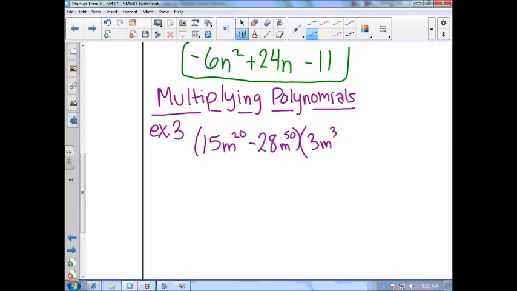Okay, how about this? Yeah, we'll just do it that way. 3 times 3m cubed minus 2m. Okay, multiplying. Multiplication behaves differently than addition and subtraction. Okay? Raise your hand if you can tell me how we go about doing this problem if we're supposed to simplify it.